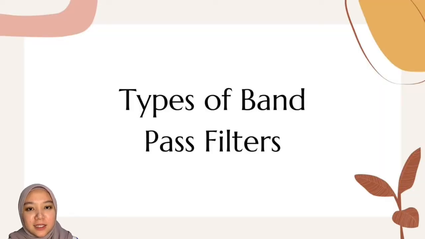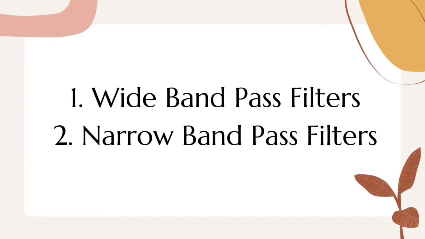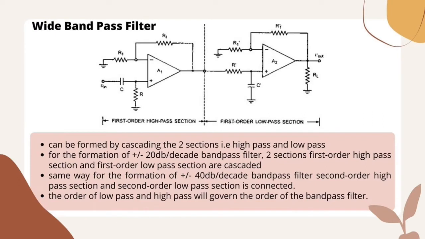The next part is about the types of bandpass filter. There are two types of bandpass filter, which are the wide bandpass filter and the narrow bandpass filter. A wide bandpass filter can be formed by cascading two sections, which are high pass and low pass. For the formation of a plus minus 20 dB per decade bandpass filter, two sections, a first order high pass section and a first order low pass section, are cascaded.